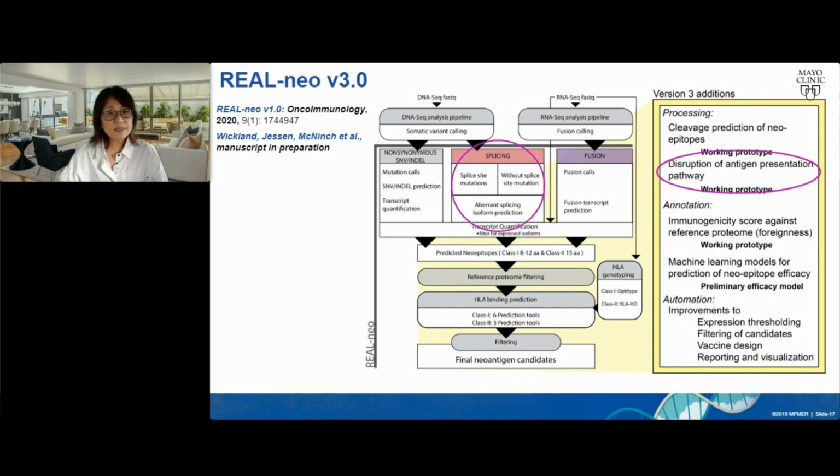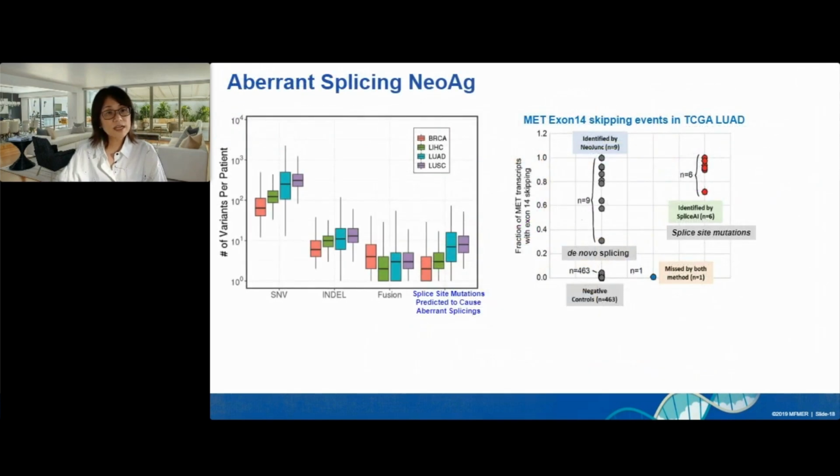I will describe several components of RealNeo in more detail, including the algorithms to identify splicing neoantigens, and one of the new features in RealNeo version 3, the identification of disruptions in the antigen presentation pathway. So first, the identification of aberrant splicing neoantigens.